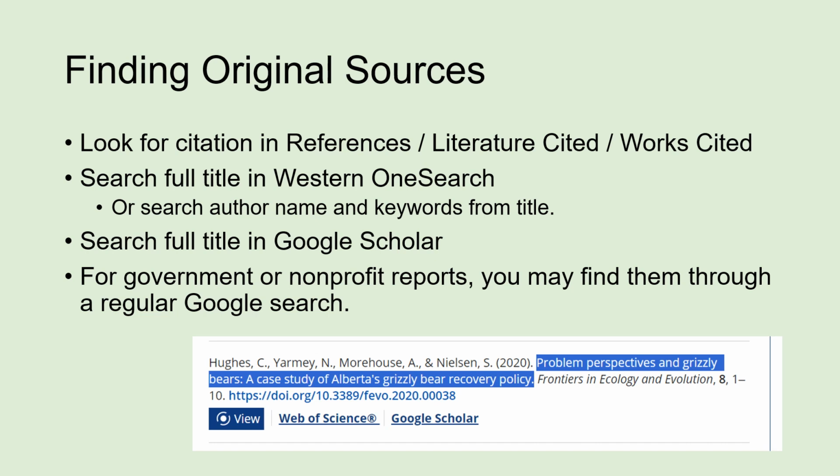If we do not have it available in Western OneSearch, then I'm going to go over to Google Scholar, which is just scholar.google.com. I am going to, again, copy and paste the full title, click search, and see if it's available for free online anywhere. If an article is ever citing government or nonprofit reports, you can also sometimes find those reports just out on the internet by looking up the title of the report in a regular Google search.